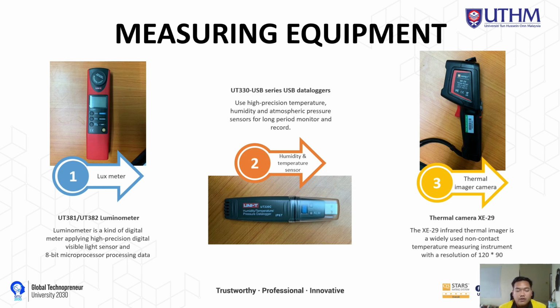For equipment number 2, which is the humidity and temperature sensor, we use the UT330 USB series data loggers. This equipment uses high precision temperature, humidity, and atmospheric pressure sensors for long period monitoring and recording. And lastly, the equipment is the thermal imager camera. We use the thermal camera XE2029. This infrared thermal imager is a widely used non-contact temperature measuring instrument with a resolution of 120 by 90.